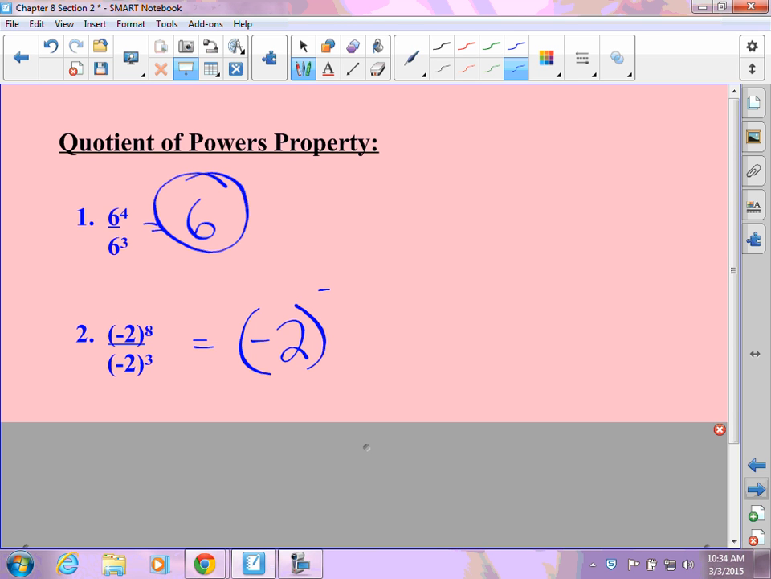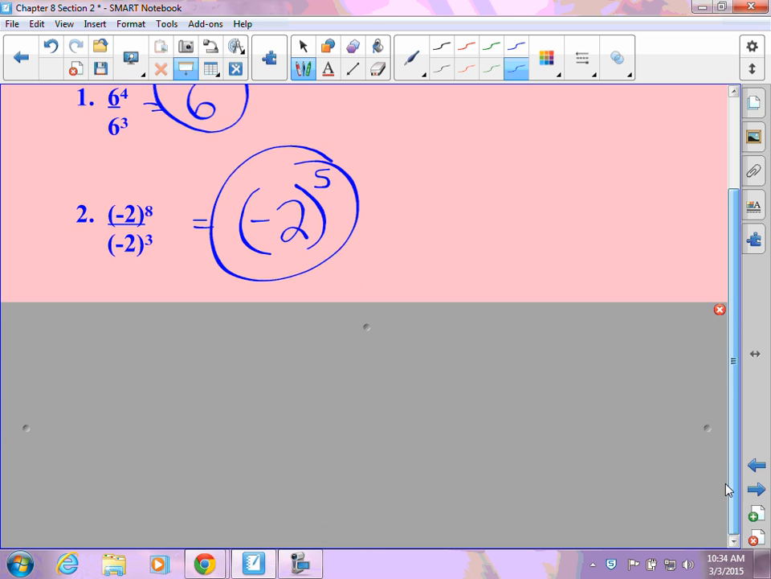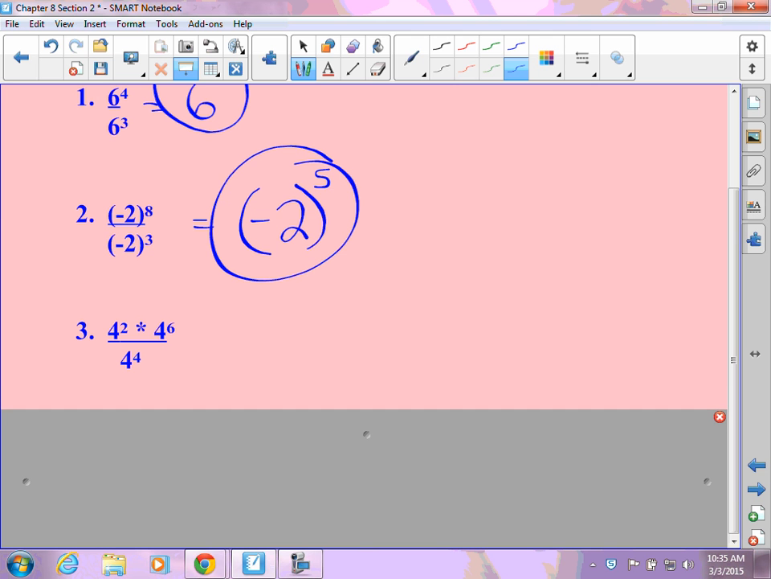Number 3, when you do these, bring them together first. So I get 4 to the 8th over 4 to the 4th. Make sure you do that first. And then I subtract them and get 4 to the 4th. Make sure you're taking notes. There's a handful of you out there who are not taking notes, and then you're going to say, I don't know how to do this.